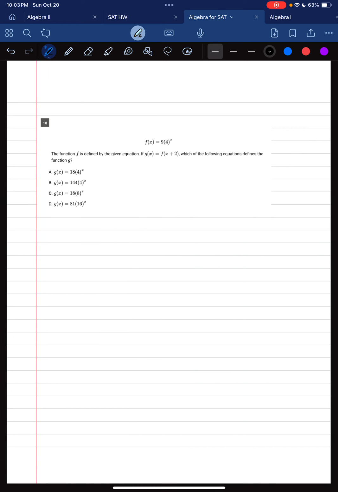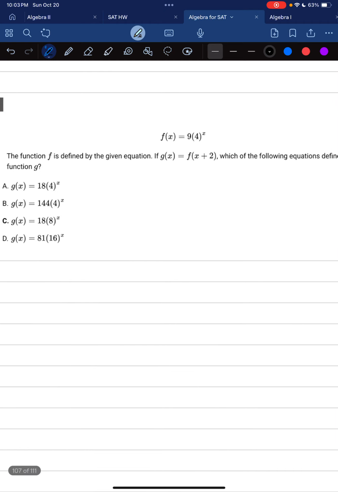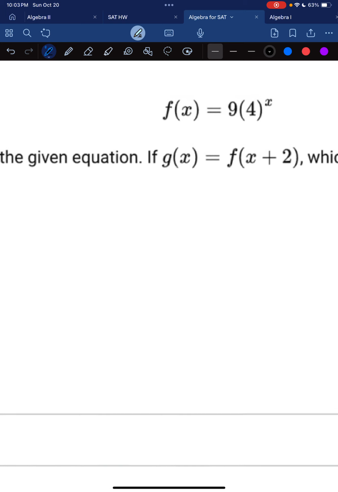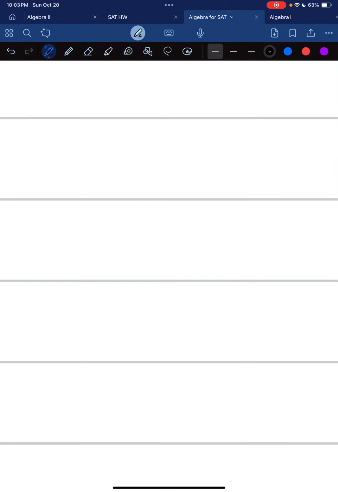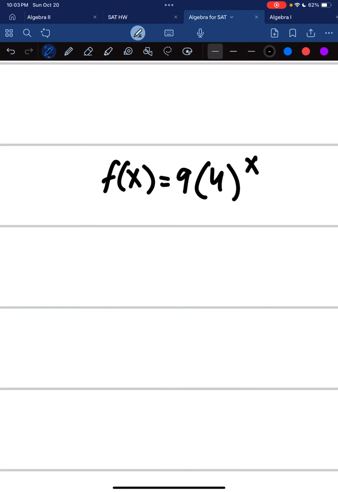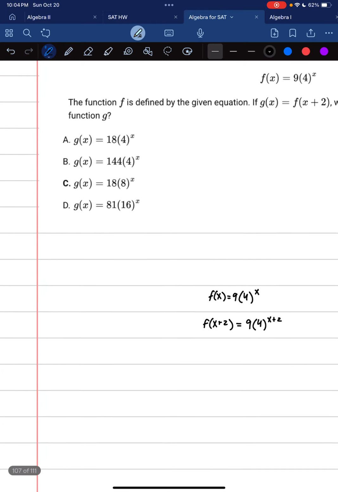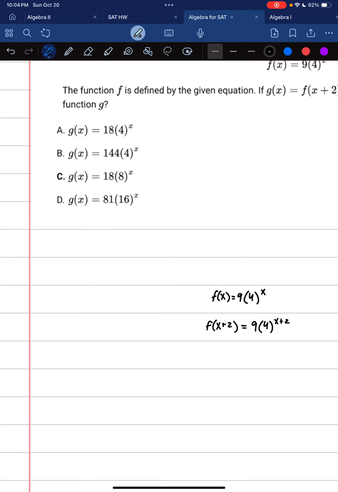Alright, now let's take a look at another problem dealing with exponents. So we have the function f is defined by the given equation. If g of x equals f of x plus 2, which of the following equations defines the function g? So this is f of x, 9 times 4 to the power of x. So we know that g of x is equal to f of x plus 2. So wherever we see an x, we're just going to replace that with x plus 2. So I get 9 times 4 to the power of x plus 2. The problem is that this isn't actually one of our answer choices, right?